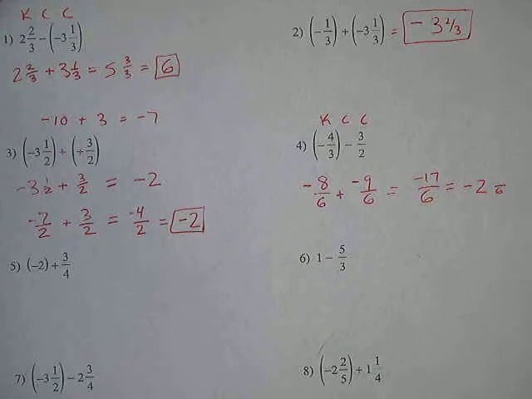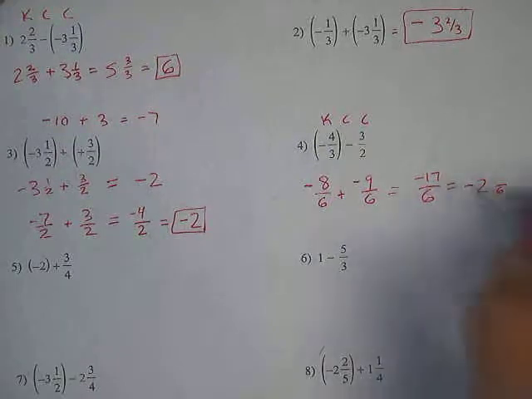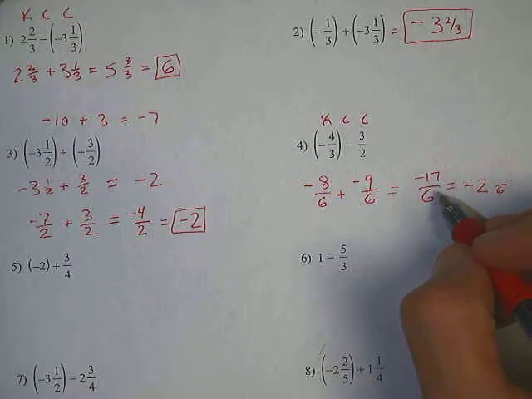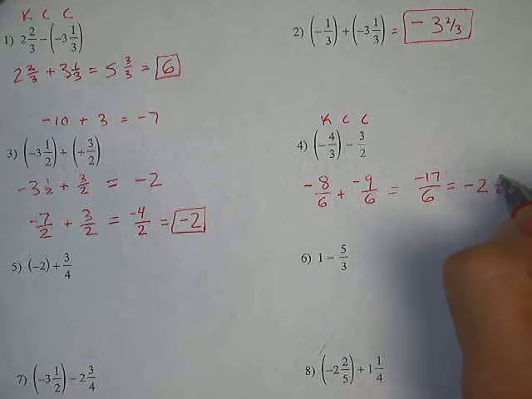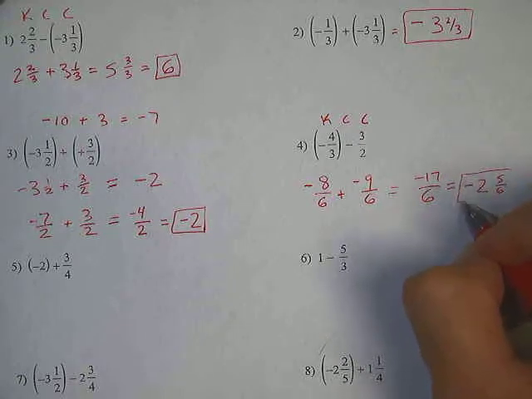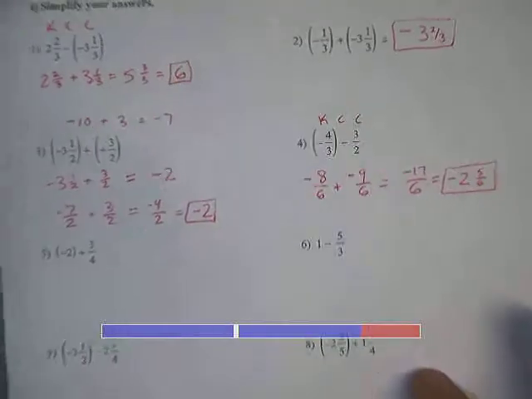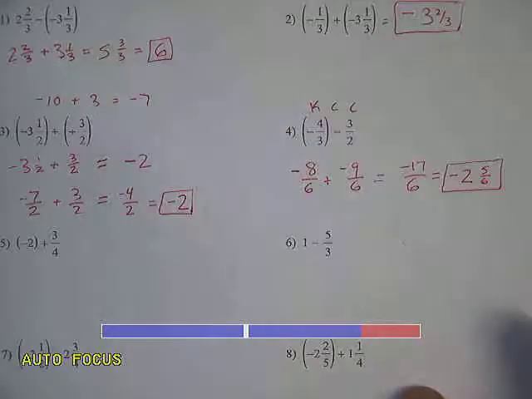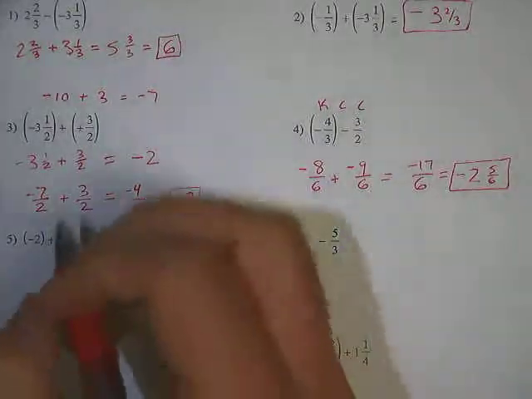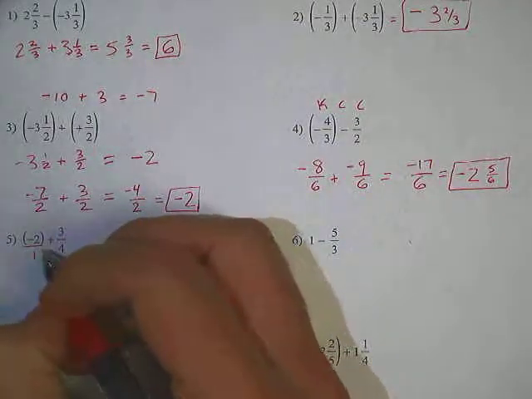And if I want to simplify this answer, it's negative. 6 goes into 17 2 times. That puts me at 12. I am going to have a remainder. And so we leave it in terms of 6 like it was. And if I took 6 twice, I'm at 12. So to get to 17, there are 5 left over. So here's my answer.